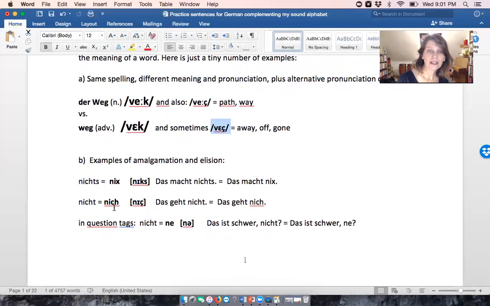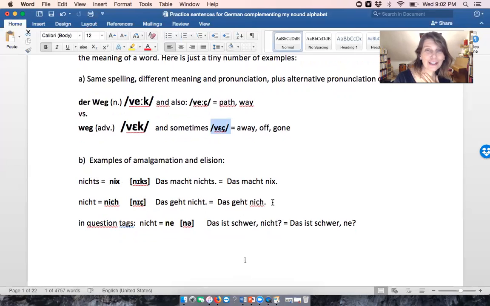Nicht, not, what you need when you produce a negative, das geht nicht. In that case, you can often leave the T out. You don't hear the T and the S, and the SCH, T and S, they blend into nix. And here you simply leave the T out. So das geht nicht becomes das geht nich. You don't release the T, you release it into the N, and there's a lot of pressure on the velum. Das geht nich, and then you say nich instead of nicht.